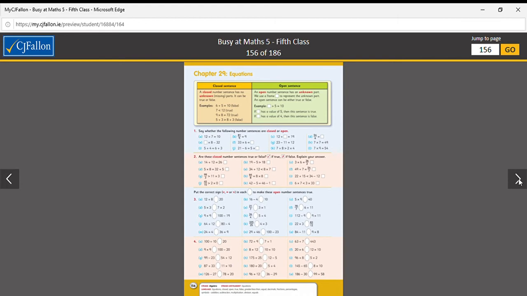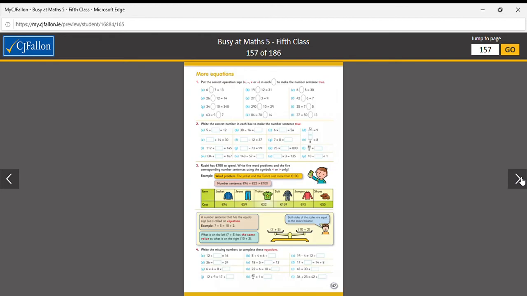Looking at the next page. More equations. So you're going to put the operation sign. Your operation is what kind of sum you're doing. Are you adding, subtracting, multiplying, or dividing? So make it true by looking at it and trying to figure out what operation you need.